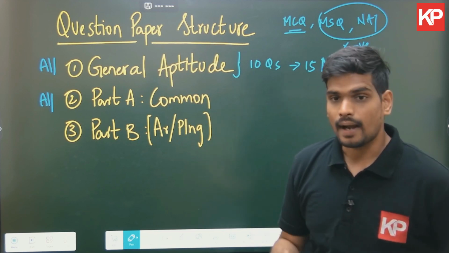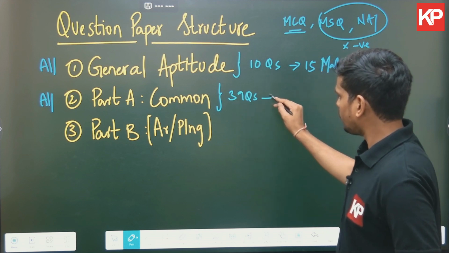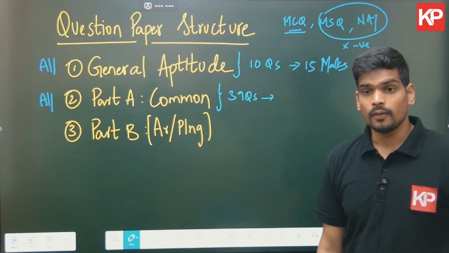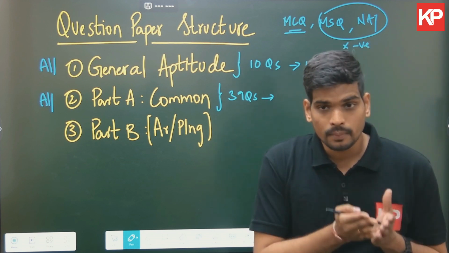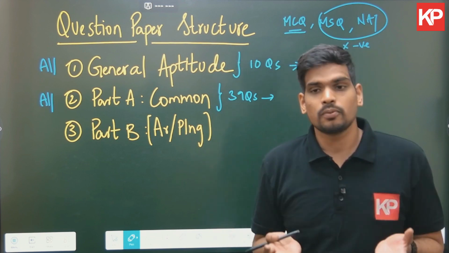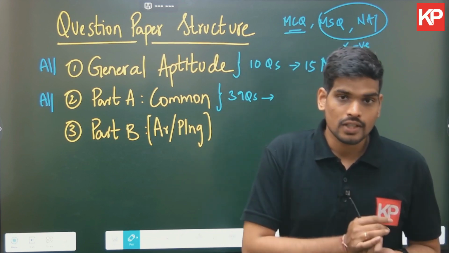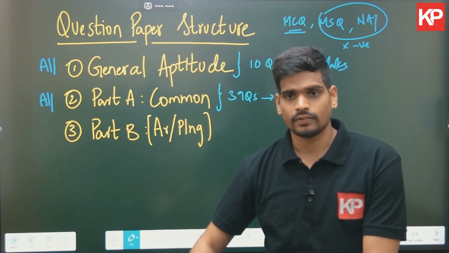Part A, that is the common part, will have a total of 39 questions. These 39 questions will be a combination of numerical questions, multiple choice questions, and multiple select questions. As for the marks distribution analysis, how many questions carry negative marking, how many are numericals, we'll do this complete analysis in the next part after the syllabus.